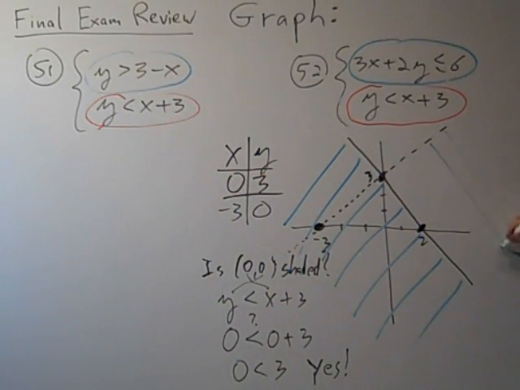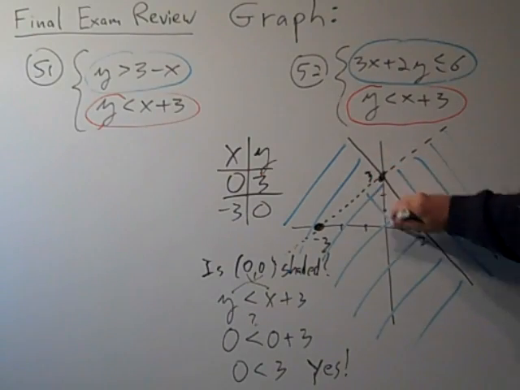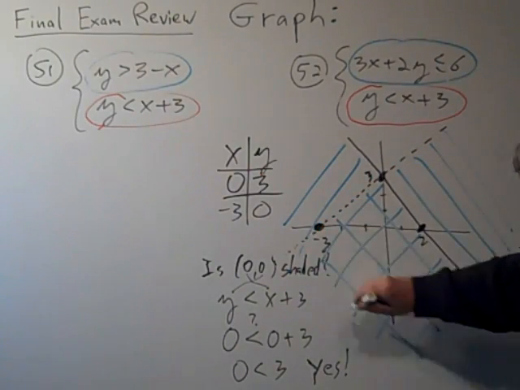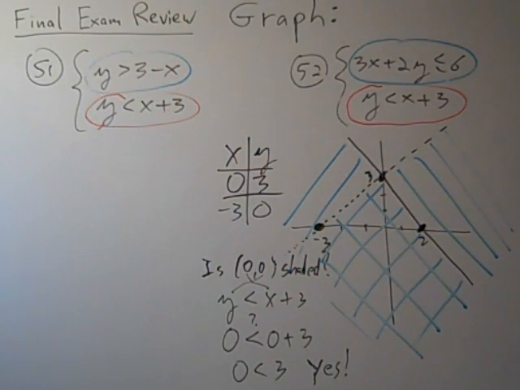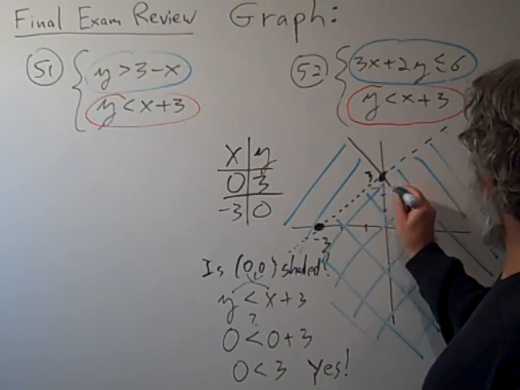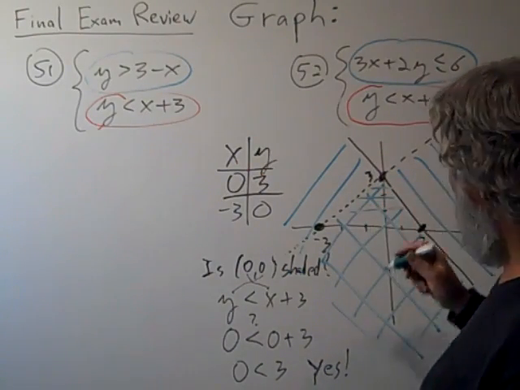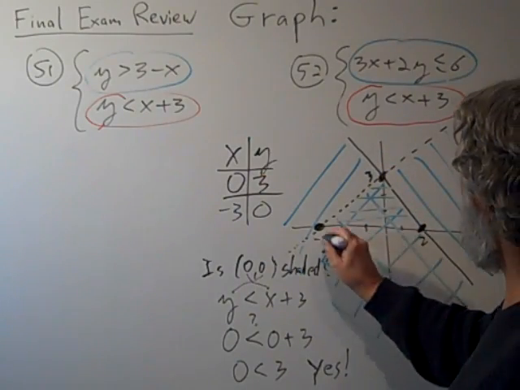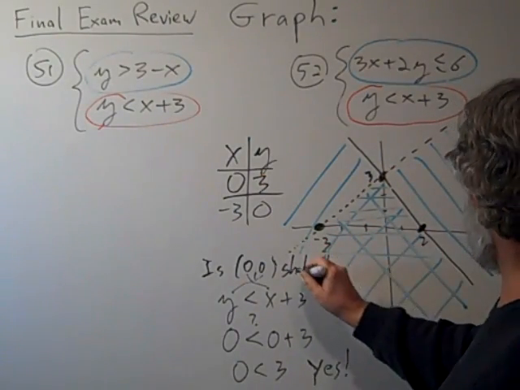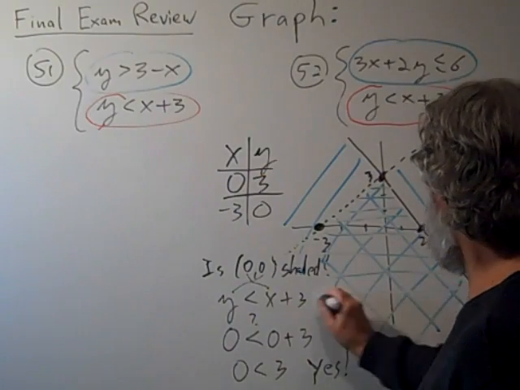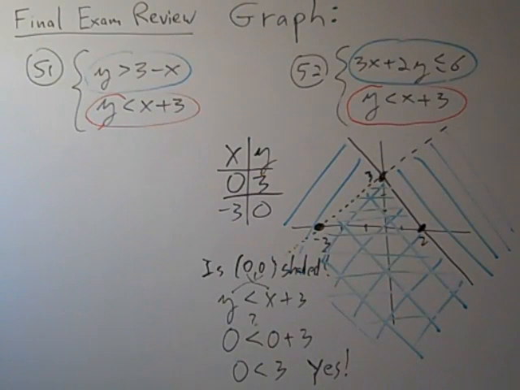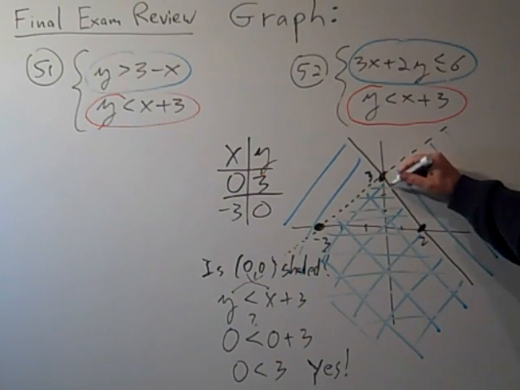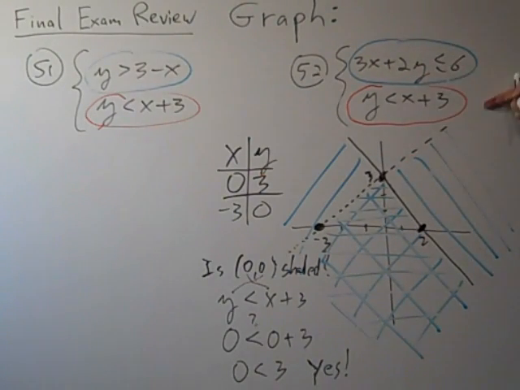That's everything on this side of this line. And you see where the overlap is. The overlap is everything in here. It includes the points on this line, but it doesn't include the points on that other line. So it's everything in here. The solution, the graph of the solution set to this system of linear inequalities.